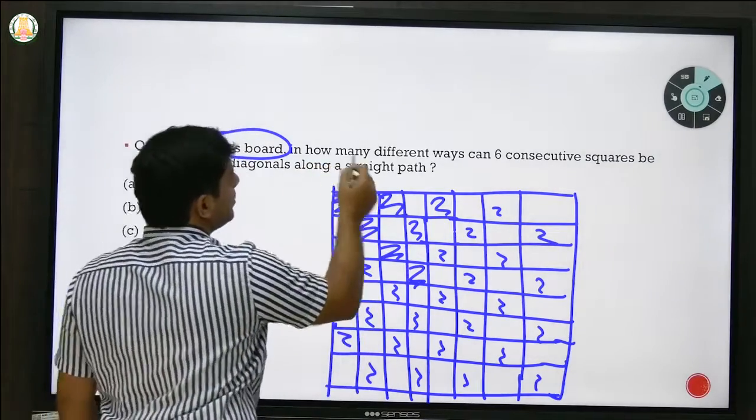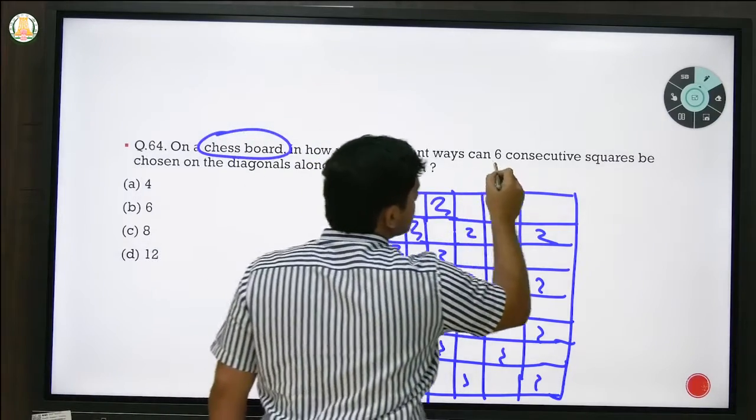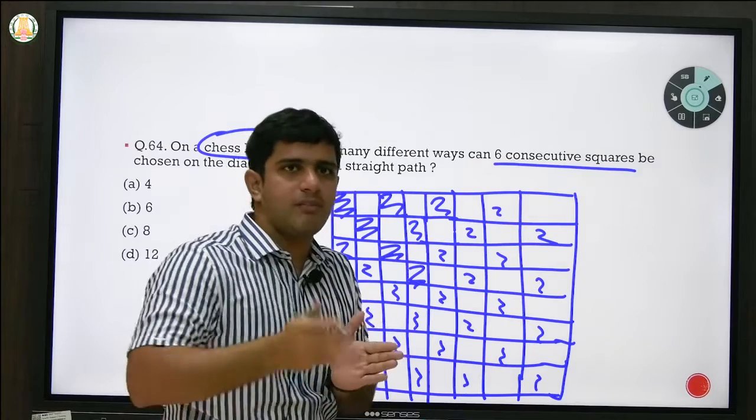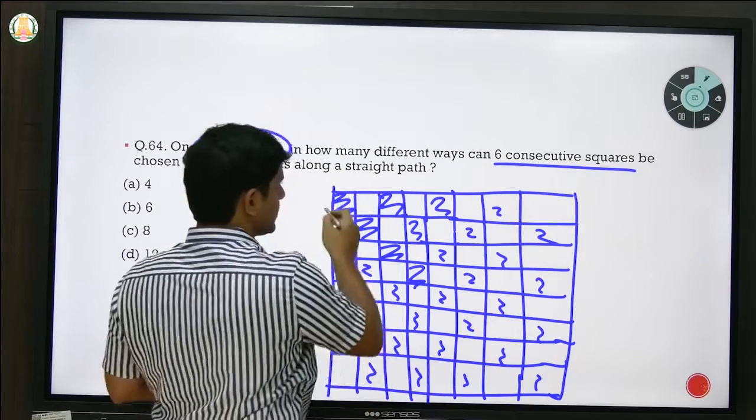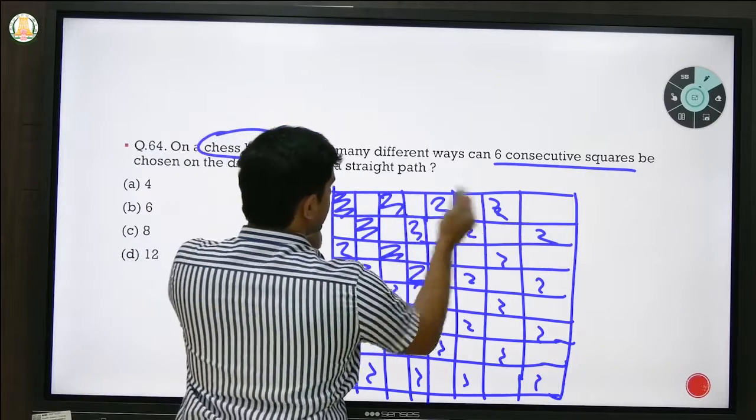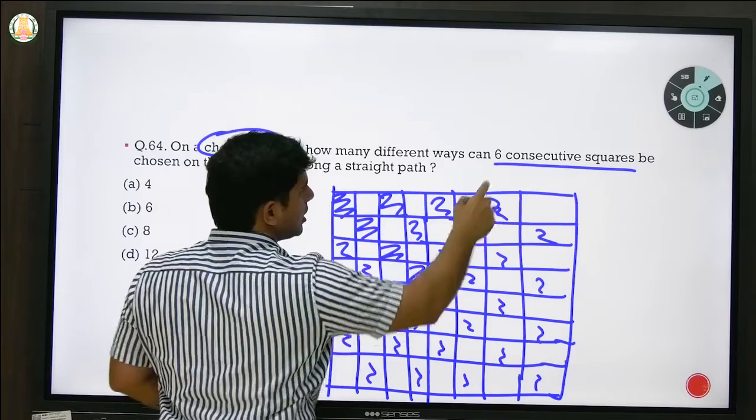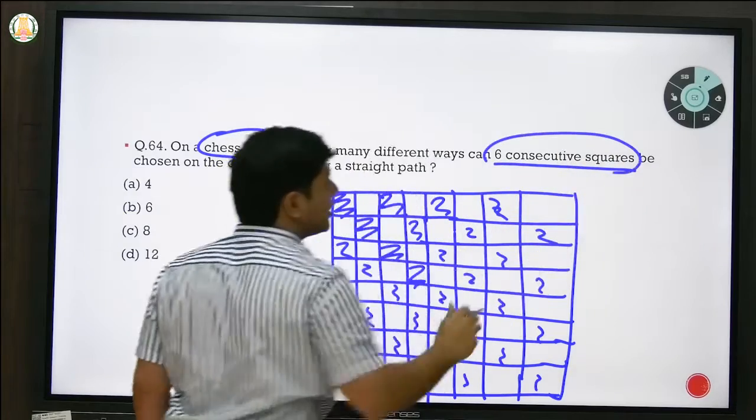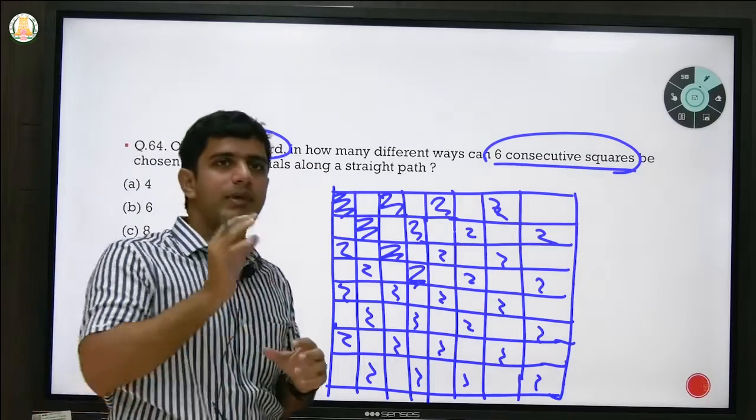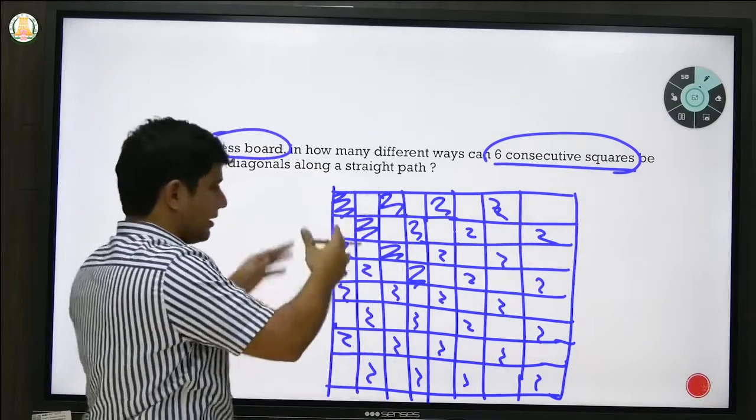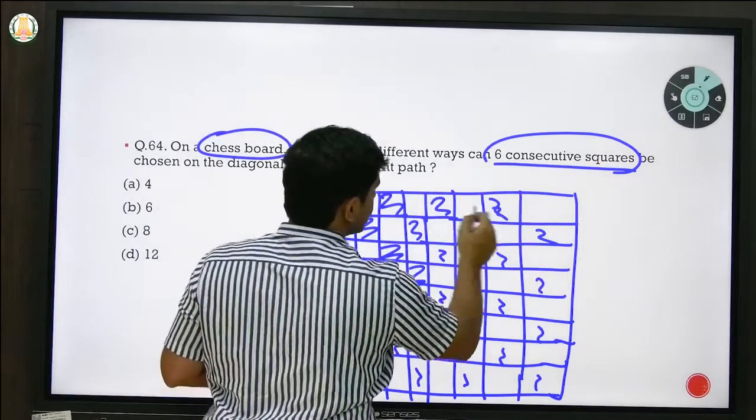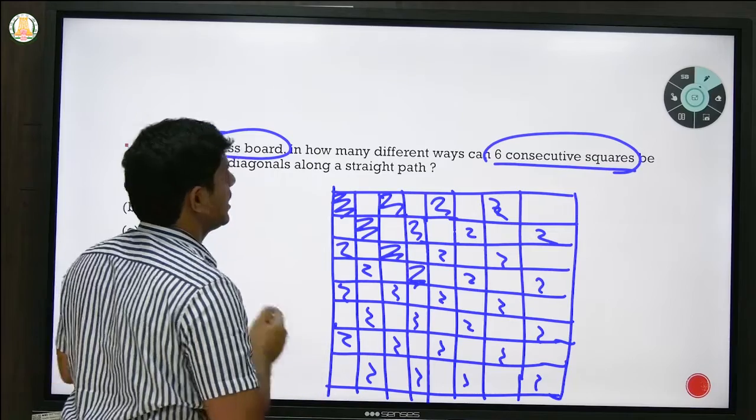What is he saying? In how many different ways can 6 consecutive squares be chosen? Consecutive squares are those which are side by side. So if you want 6 consecutive squares in this row, 1, 2, 3, 4, 5, 6. These are continuously arranged squares. That is what he means by 6 consecutive squares. In the question, there are multiple terms, so we have to understand the meaning of each term, and then we will be able to solve the question. He's saying 6 consecutive squares. So now we know what 6 consecutive squares are, which should be continuously arranged.